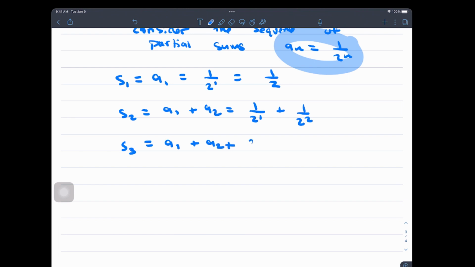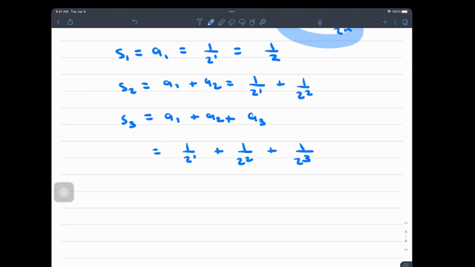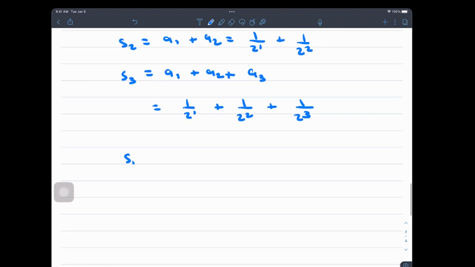S3, A1 plus A2 plus A3, 1 over 2 to the first power, 1 over 2 to the second power, plus 1 over 2 to the third power. Okay, you guys see the point? Now you say, what's the nth? This is what you want to get to. What is the nth term? We want to get to the nth term, and you say, well, what is that? That's 1 over 2 to the first power plus 1 over 2 squared, 1 over 2 cubed, and that goes all the way to 1 over 2 to the what? Nth power.